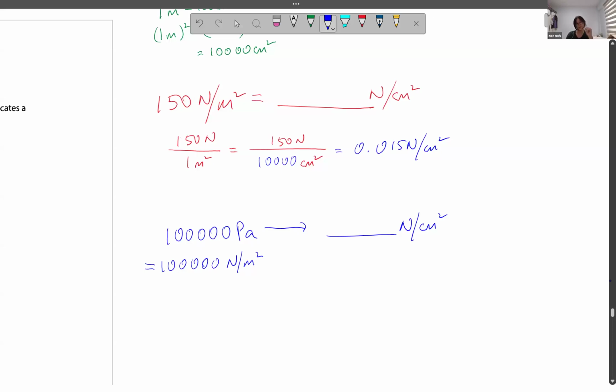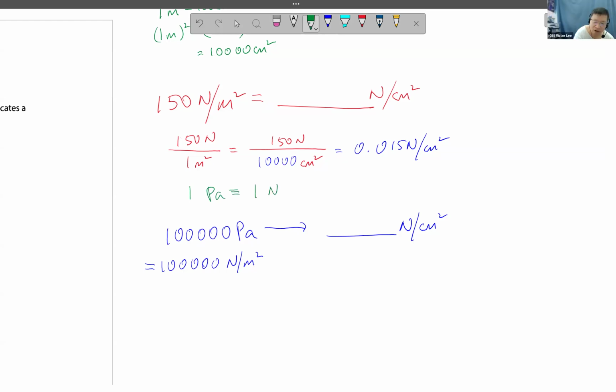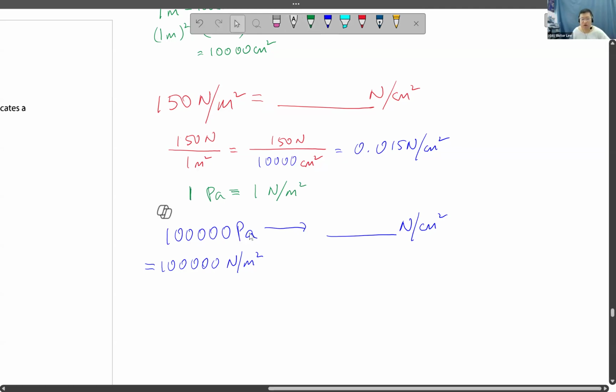Wait, Pascal has the same thing as Newton per meter square? Yes, same. So is P on top, then A at the bottom? No. PA together is one. I just need to know 1 Pa is equivalent to 1 Newton per meter square. Because I want to convert this to Newton per cm square, I must recognize it's Newton per meter square, then can convert. Pascal is same as this.